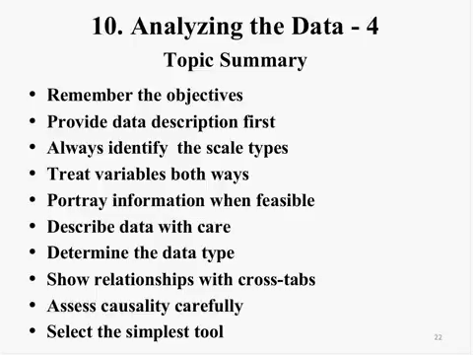Portray information when feasible. Showing the entire distribution is more effective than just describing it. Whenever you can use a graph, use it. Describe data with care. The shape of the distribution affects the choice and interpretation of the descriptions. We were talking before about the skewness and kurtosis. The next one, determine the data type. Continuous and categorical data require different statistical measures of association. And we had a slide on which measures of association to use for which kinds of data.